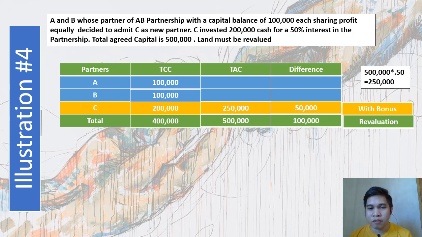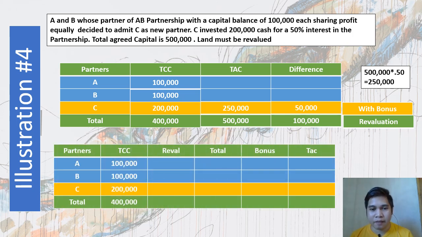So, expand natin yung table for detailed computation or detailed preparation of the journal entries. So, ayan, meron na tayong 1, 2, 3, 4, 5, 6 columns. So, TCC, ganun lang ulit, 100,000, 100,000, 200,000 KC. Ang total po natin ay 400,000 pesos.